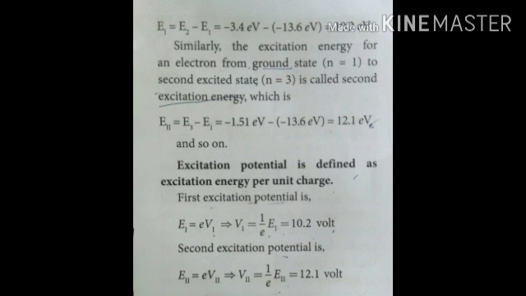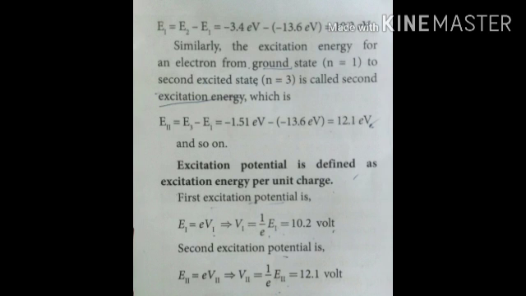Next, excitation potential. Excitation potential is nothing but excitation energy per unit charge. So here also we can find that value. The first excitation potential: we know the formula, E is equal to eV. For the first, E1 is equal to eV1. We need the excitation potential, so potential V1 is equal to 1 by e into E1. It will be equal to 10.2 volt.